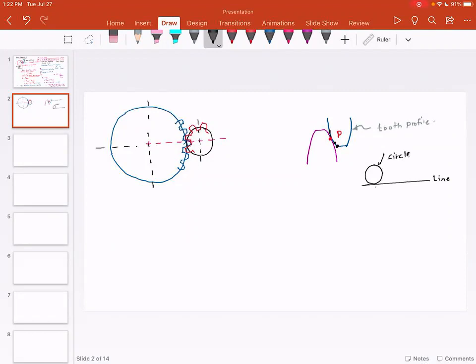I'm going to roll this line on this circle, and I will try to trace one point that this line actually tracks as it rolls around the circle. And this profile is called the involute profile. And teeth typically have an involute profile.